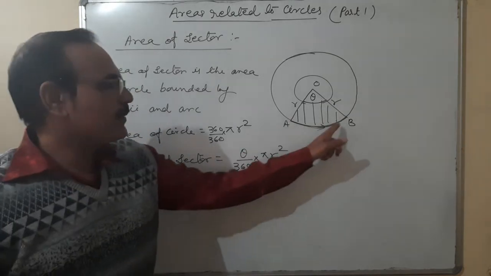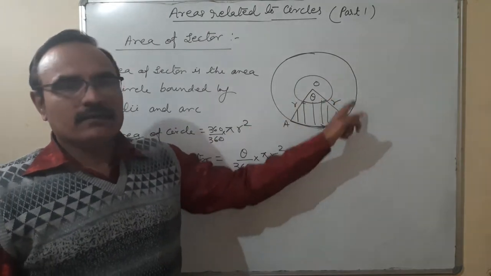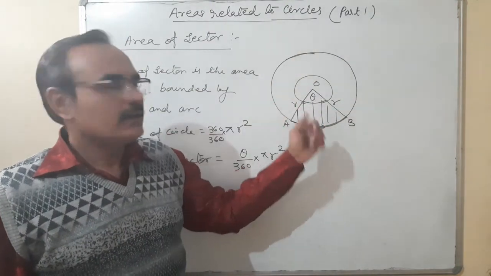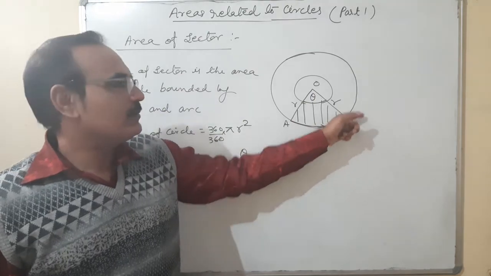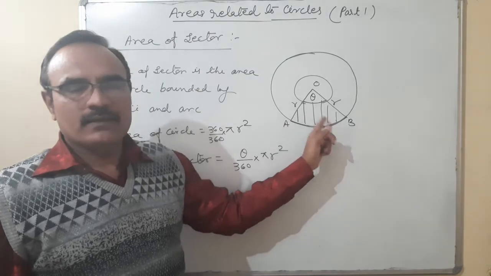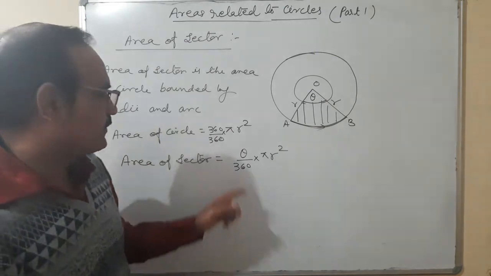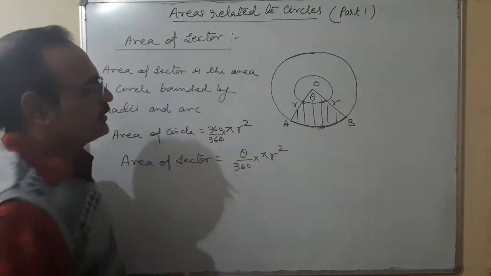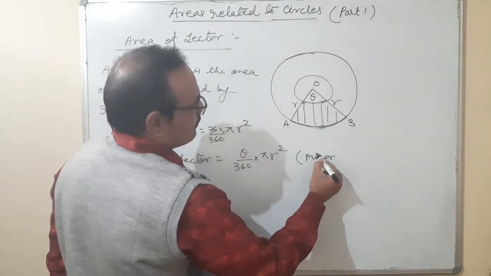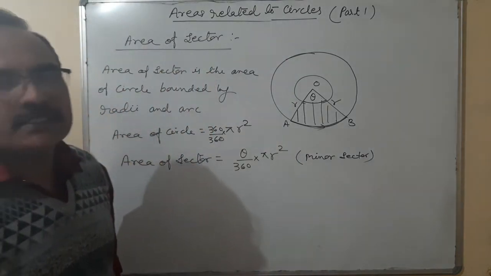This theta depends on this arc. The circumference of the circle is divided by two arcs. One arc is AB and the second arc is BA. AB is smaller, it's a minor arc, and BA is a major arc. So the area which is bound by this minor arc is the area of sector, called the area of minor sector: theta upon 360 pi r square. Since AB is minor, it is a minor sector.